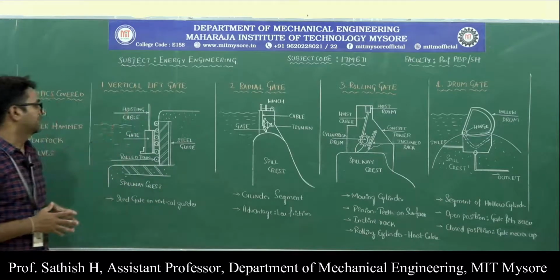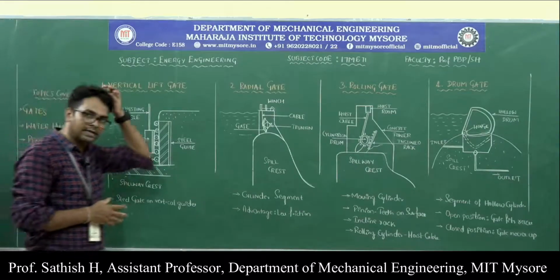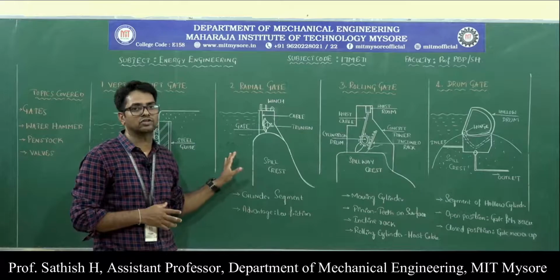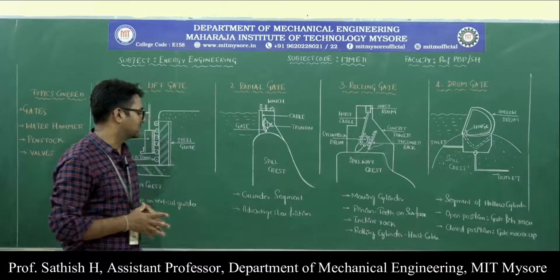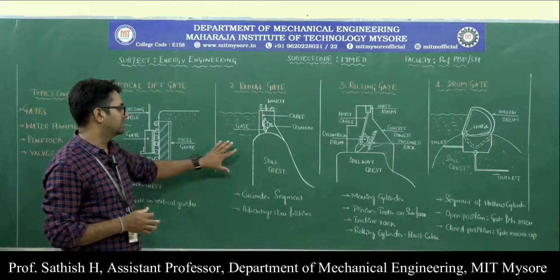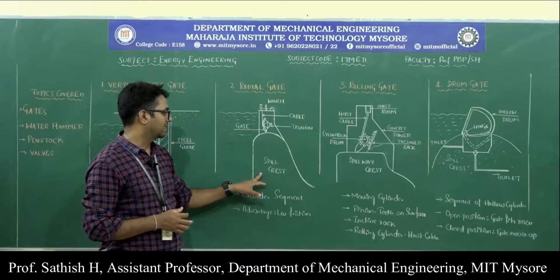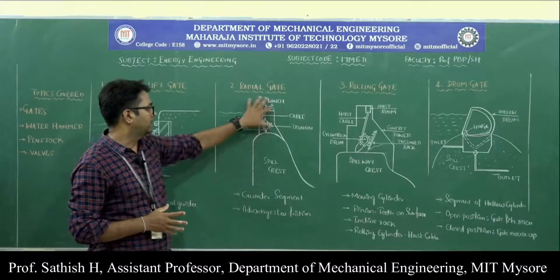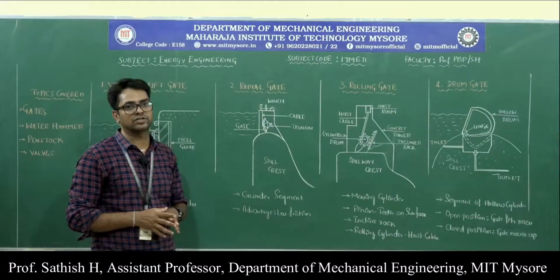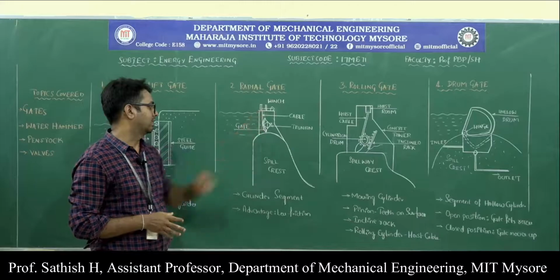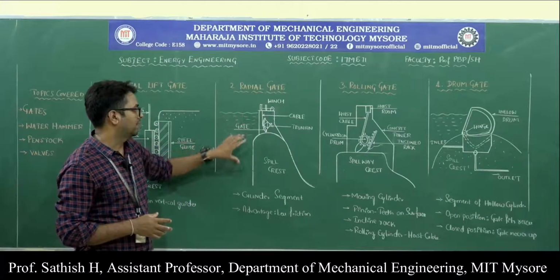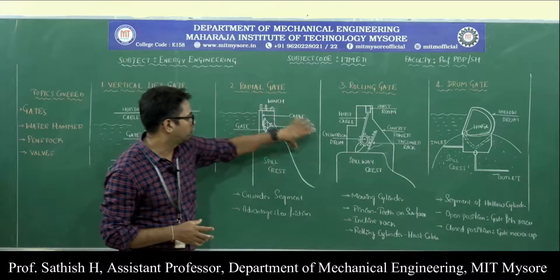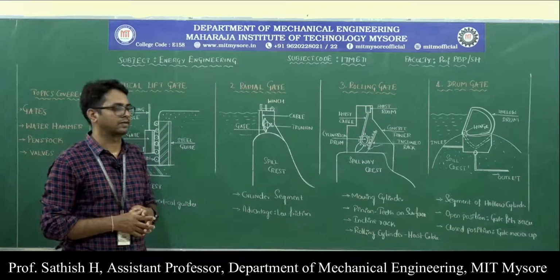The second type is the radial gate. This sketch shows the cross-sectional view of a radial gate. We have a spill crest, behind which the water is stored, upon which we have this construction of a radial gate. Here the water is stored, and upon opening of the radial gate, this water can flow out over this spill crest.